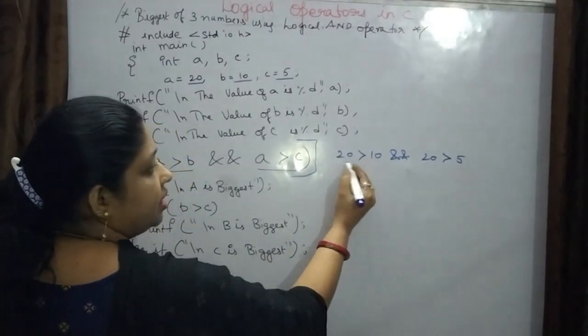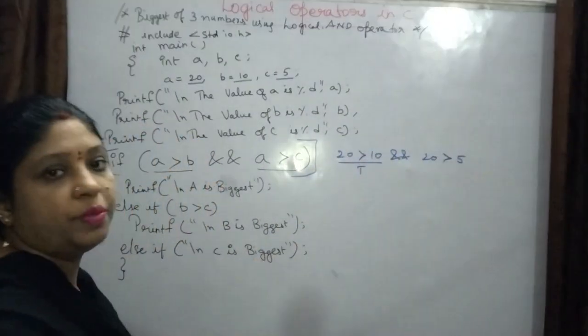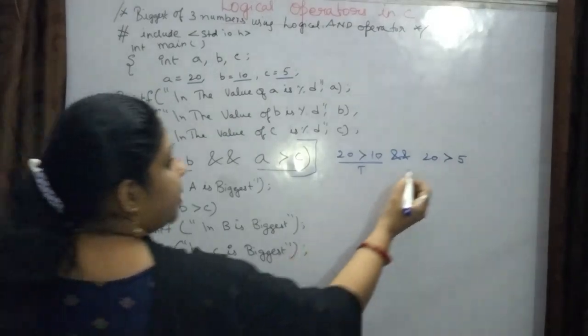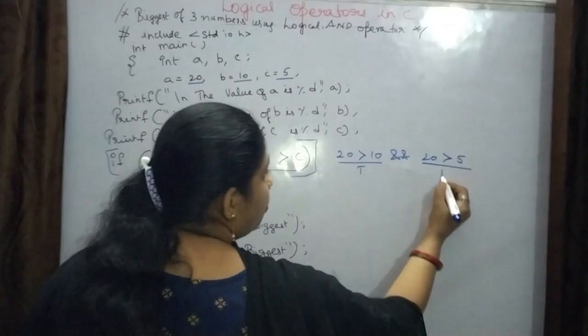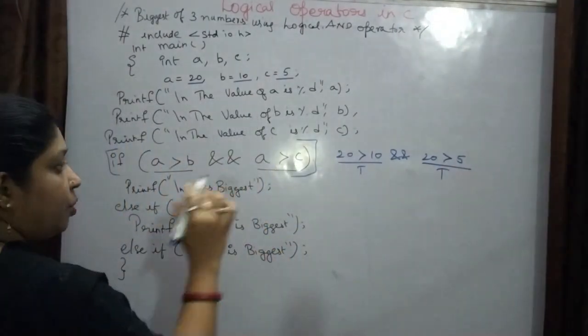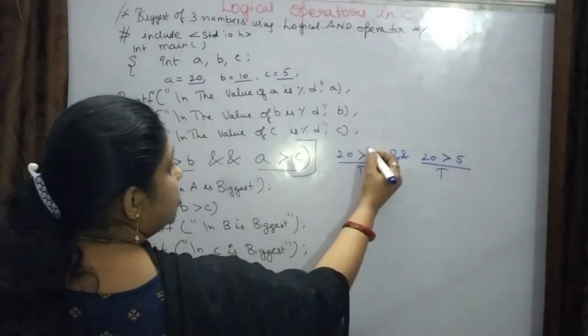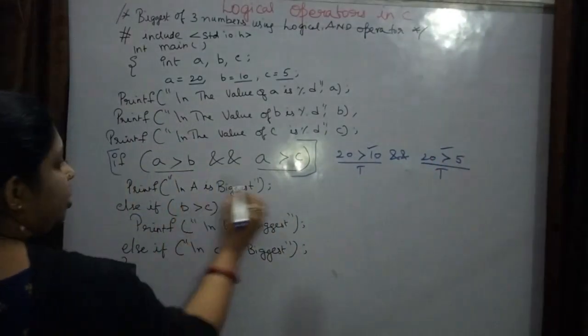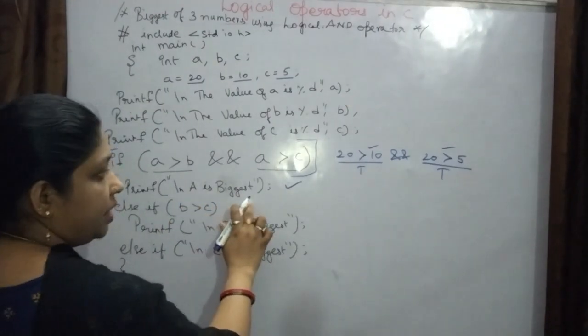Now you only see. 20 is greater than 10. Yes, this is true. And this condition also should be satisfied, right? So again, a is 20, is greater than 5. Yes, it is true. So the moment it sees that this is true, automatically it will print this. So the output will be a is biggest.